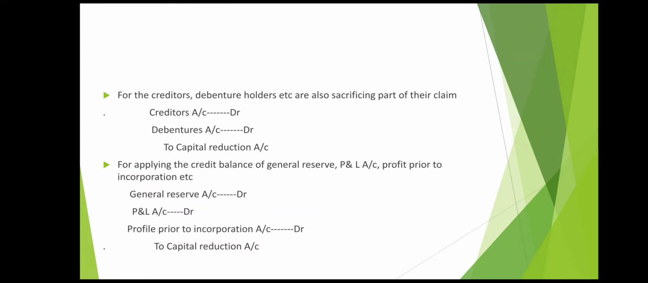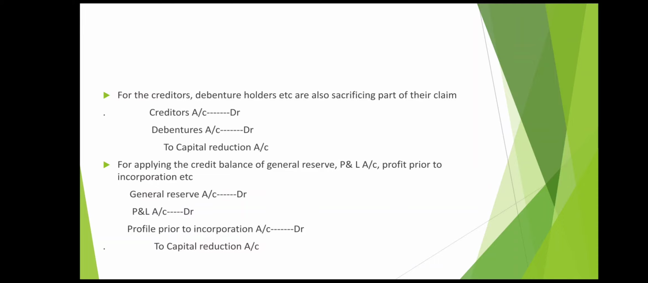Now the next entry is for applying the credit balance of general reserve, profit and loss account, profit prior to incorporation, etc. So basically here all the reserves and the surplus of the company, whatever reserves the company has created so far, these reserves can be utilized for showing a better financial position of the company. So for that you can use the reserves by passing this entry: general reserve account debit, profit and loss account debit, profit prior to incorporation account debit to capital reduction account.